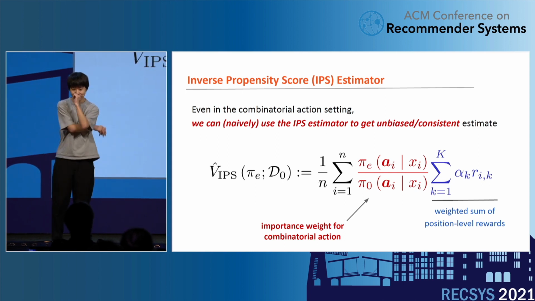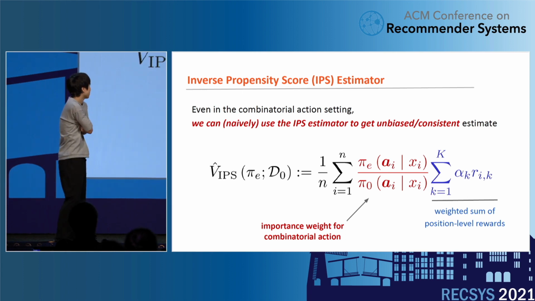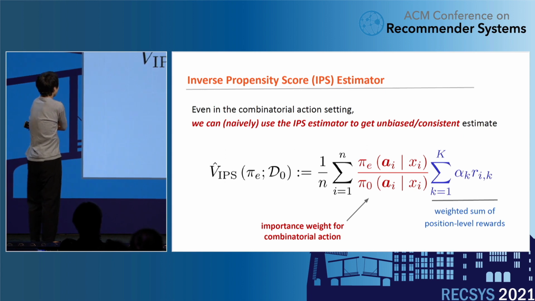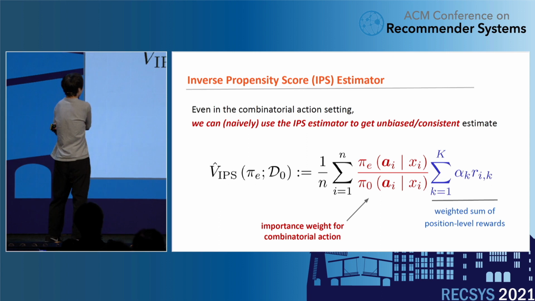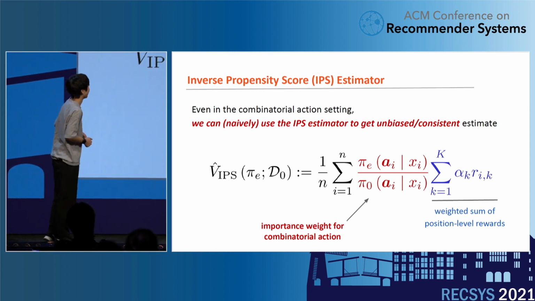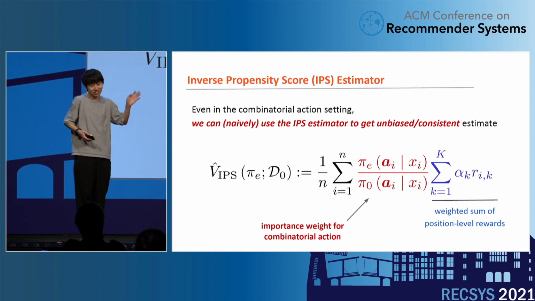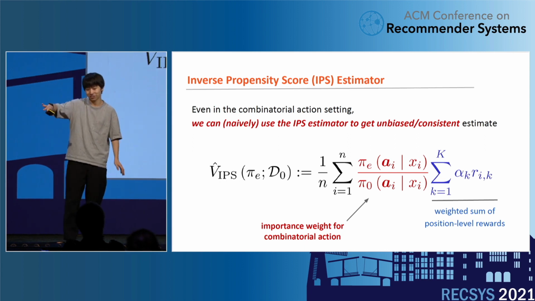So then let's talk about how to do off-policy evaluation in the combinatorial action space. Maybe the most naive, simplest way to do off-policy evaluation in the combinatorial action setting is, why not just use an IPS estimator again, right? I mean, the combinatorial action is still a discrete action. We can just differentiate all the different combinations, and this is still a discrete action problem.